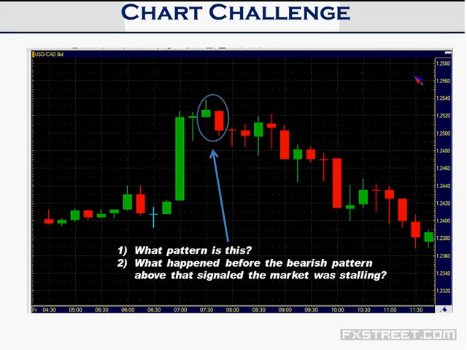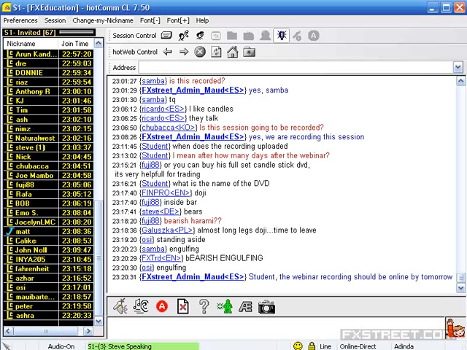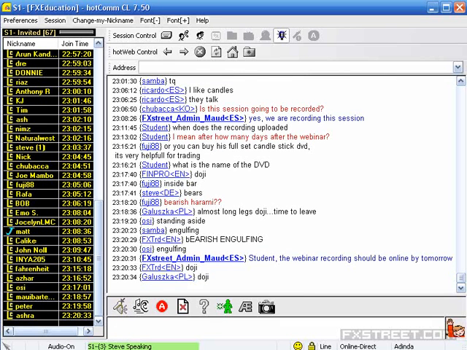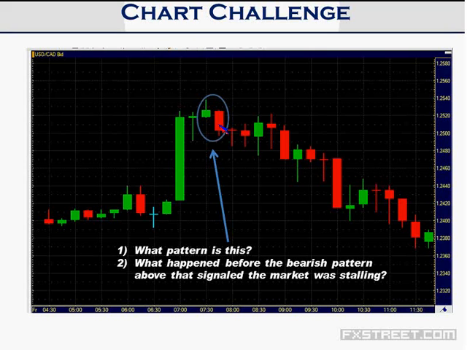What pattern is this? The red wrapping around the green. This is one of the patterns we talked about a couple of minutes ago. Right, a bearish engulfing pattern. Great. Red wrapping around the green. And second question is, what happened before the bearish engulfing pattern that signaled the market was stalling? Anything happen?